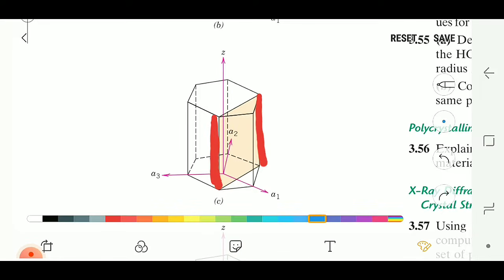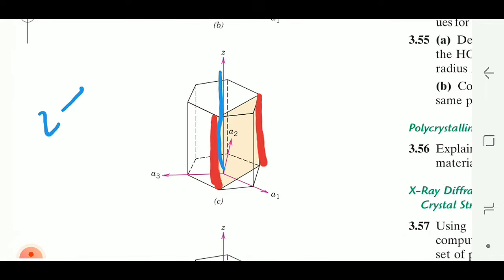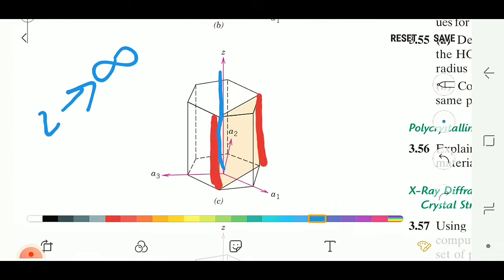So if one of the boundary lines of the plane is parallel to the z or any axis, for example, if one of the boundary lines is parallel to any given axis, then the intercept on that axis will be taken as infinity. You can see here that the plane is parallel to the z-axis, so the z-intercept here is infinity. So we have successfully found the z-intercept, which is infinity.